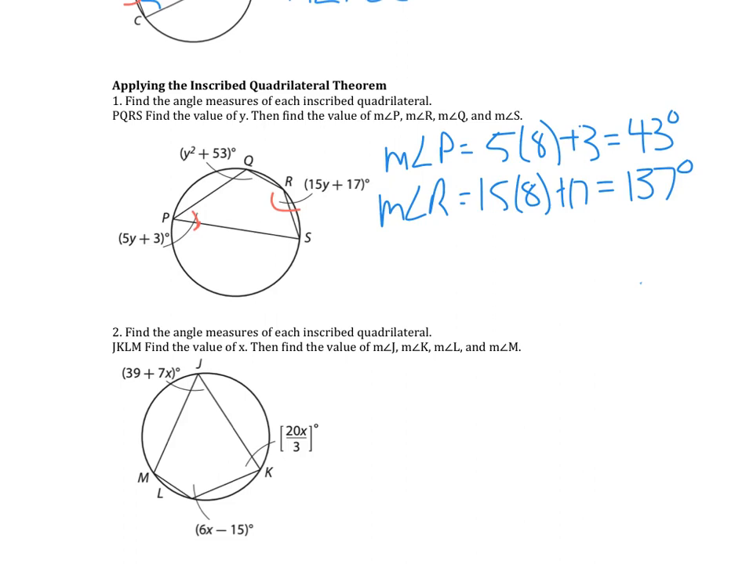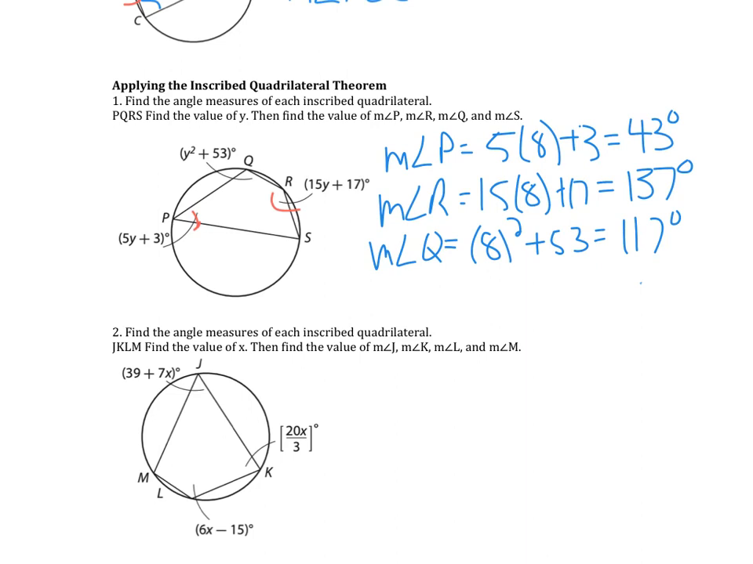Then we have measure of angle Q, which is y squared, so that is 8 squared plus 53. 8 squared is 64, plus 53 is going to be 117 degrees.